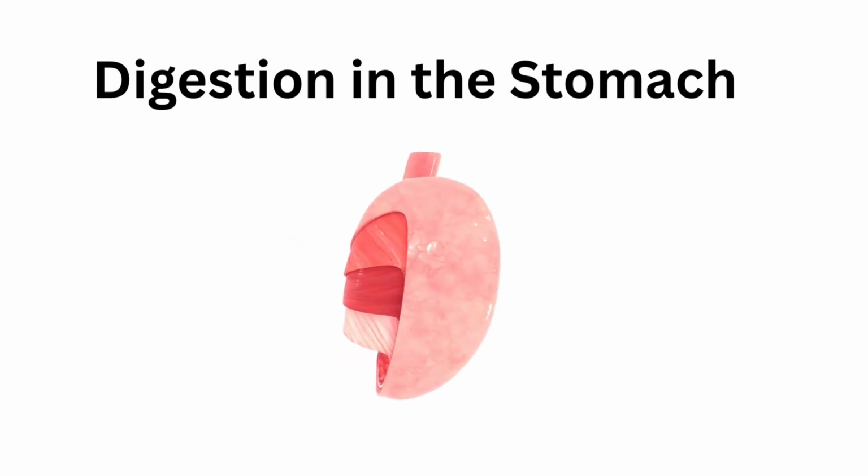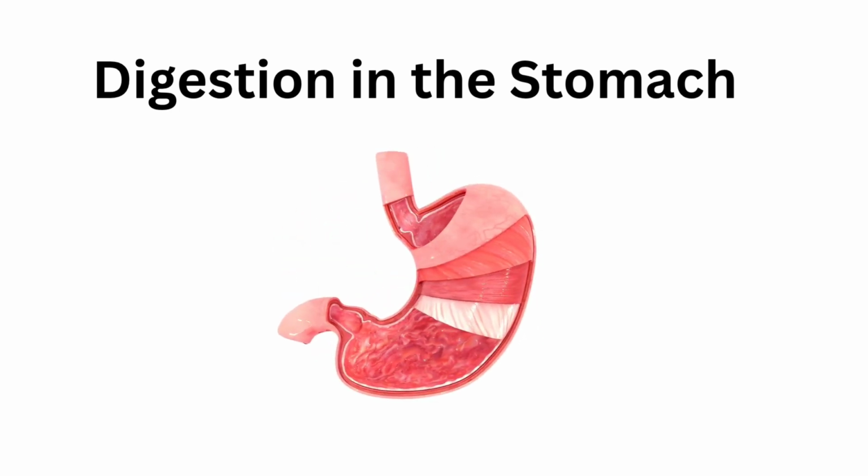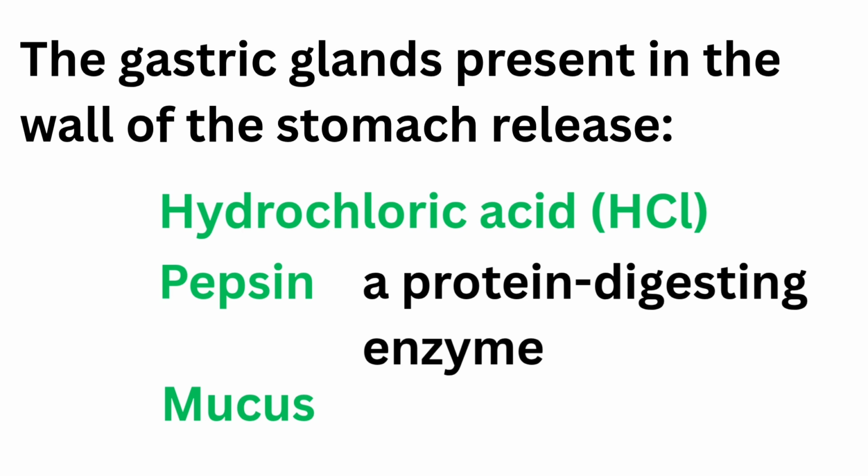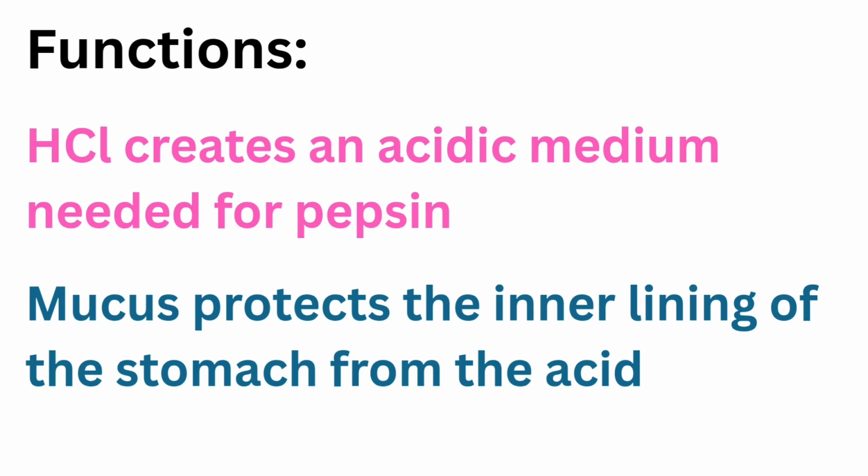Let us now see what happens to the food in the stomach. The digestion in our stomach is managed by tiny glands present in its walls, and these glands are called gastric glands. These gastric glands release three important substances. First one, hydrochloric acid, the second is a protein digesting enzyme called pepsin, and the third one, mucus. Hydrochloric acid creates an acidic medium. Do you know why that is needed? Because pepsin can work only in acidic conditions. And this acid helps break down proteins into simpler forms.